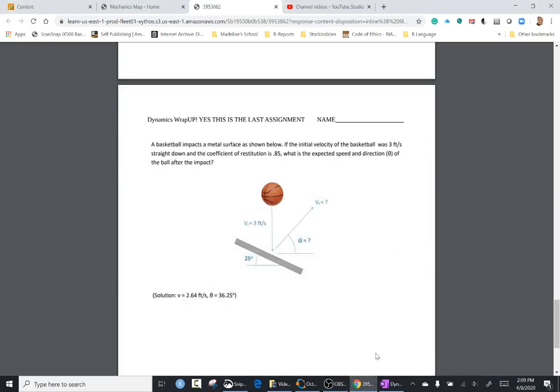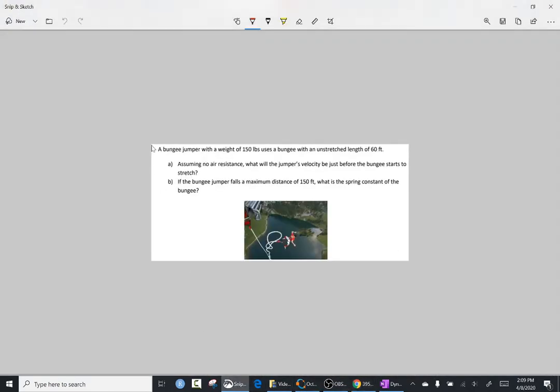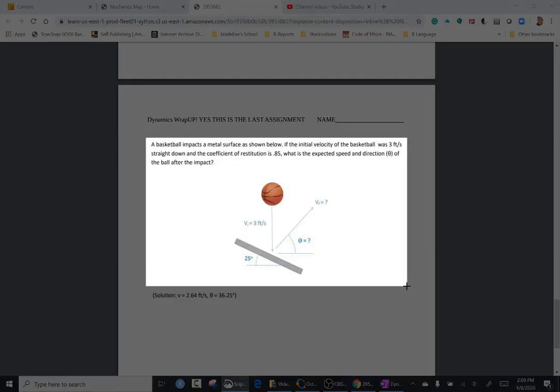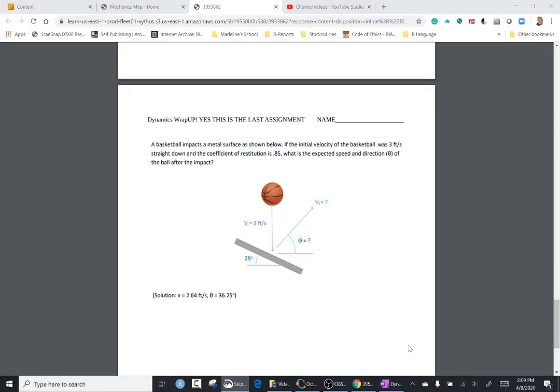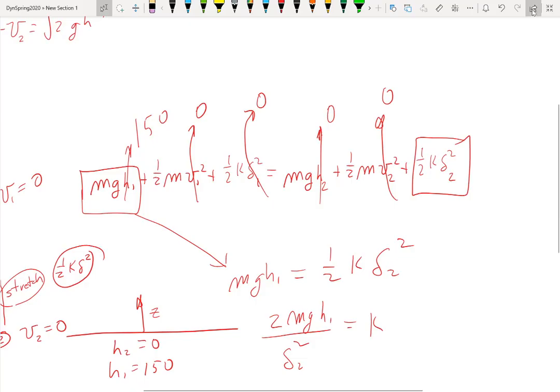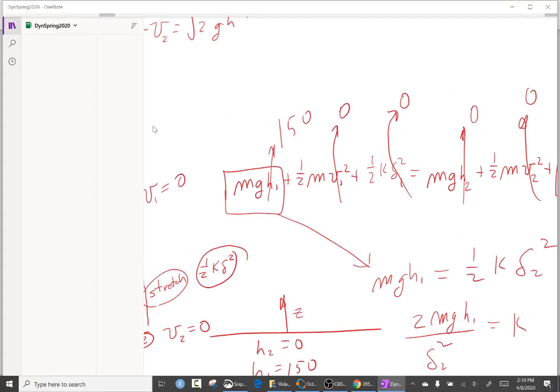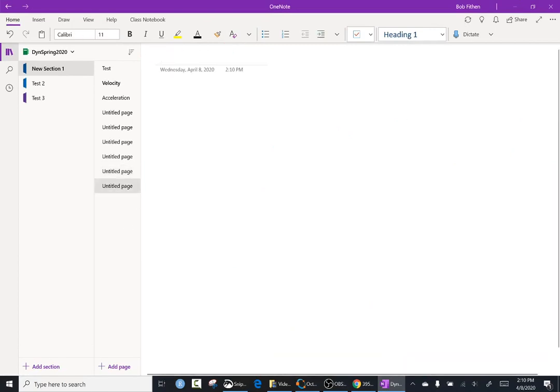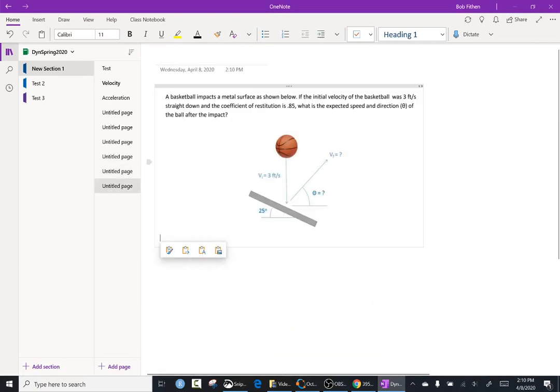Okay, our final problem. Let's take a quick look at it. I'll snip it. Try to put it in here as quick as I can before some reason I lose my... I got it. Okay.